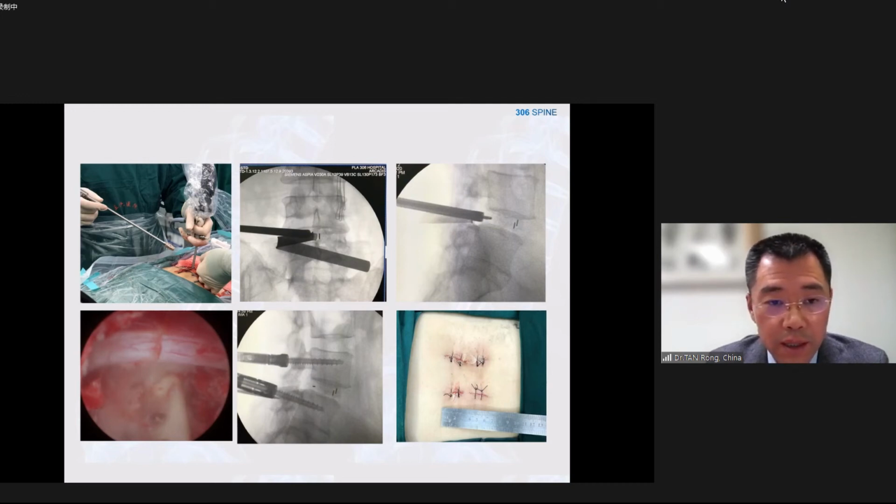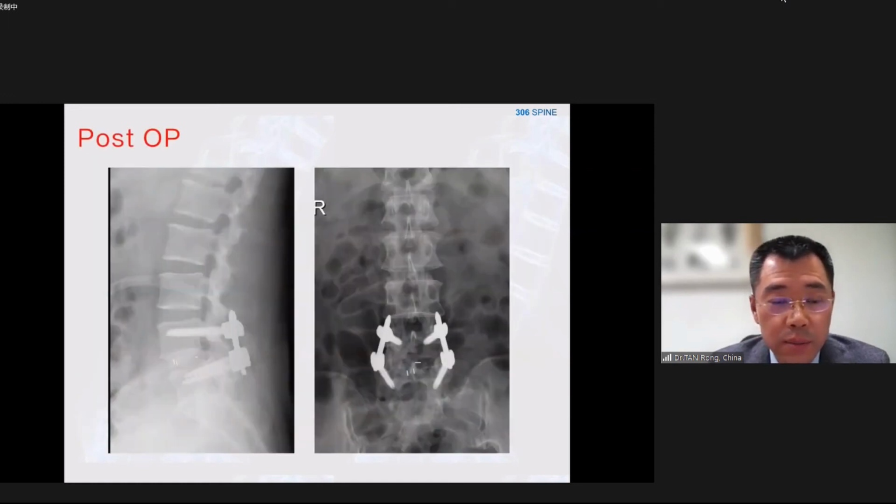The bone is from the facet joint and the lamina. For the ipsilateral side, I use the same incision for UBE. These are the pedicle screws, the percutaneous pedicle screws. These are the pictures after insertion. The post-operative X-ray shows the reduction of L4 and the interbody fusion bone graft.